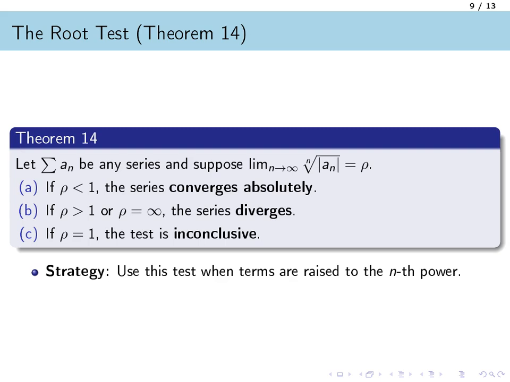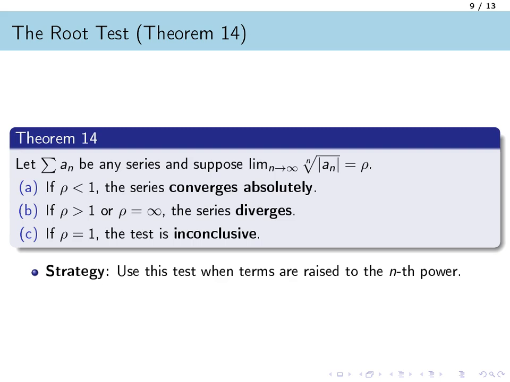If rho is less than 1, the series converges absolutely. If rho is greater than 1, the series diverges. And, just as with the ratio test, if rho is exactly equal to 1, the test is inconclusive, and we must try another method. The reasoning for the convergence case is based on a comparison. If rho is less than 1, then for large values of n, the term a sub n is smaller than the corresponding term of a convergent geometric series. This comparison proves that our series must also converge.